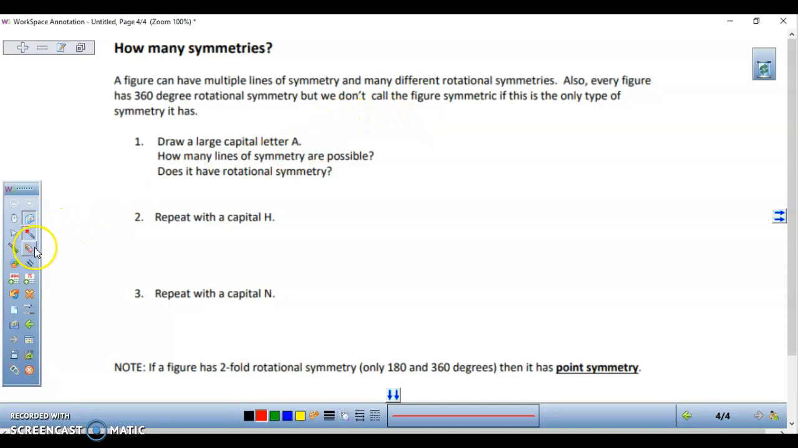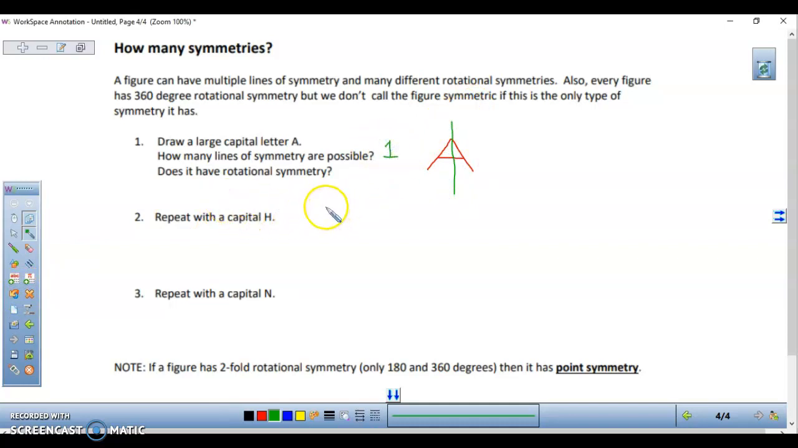So here, let's just do an example and see what we're talking about. Draw a large capital letter A. Here it is. Did the best I could to make it nice and pretty. How many lines of symmetry does it have? Well, you guys should see that there's one line of symmetry. I kind of missed, but you get the point. Let me try that one more time. One line of symmetry.